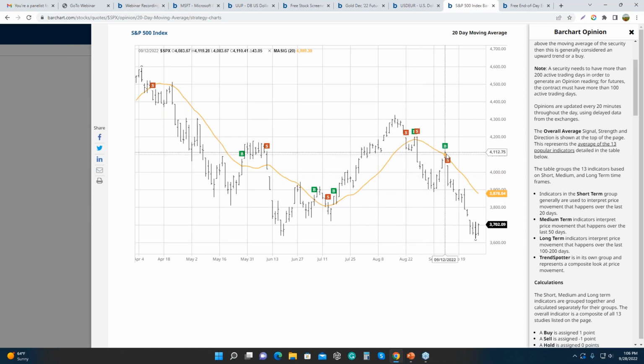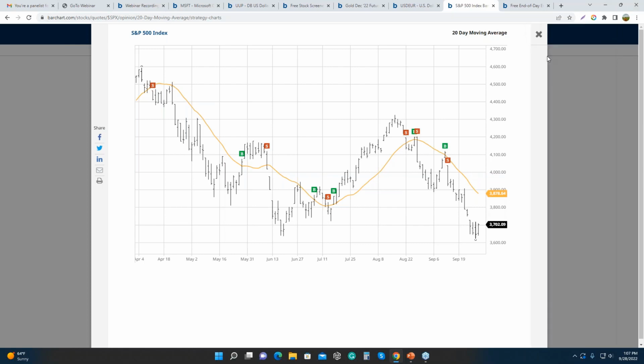And we had two sell signals recently. We got one buy signal here. We closed above the moving average, creating that buy signal that could indicate a change in trend. But immediately the next day, we got price to close below that moving average and issuing a new sell signal. So the overall indicator, overall average, is an aggregate of all of these moving averages or technical indicators.